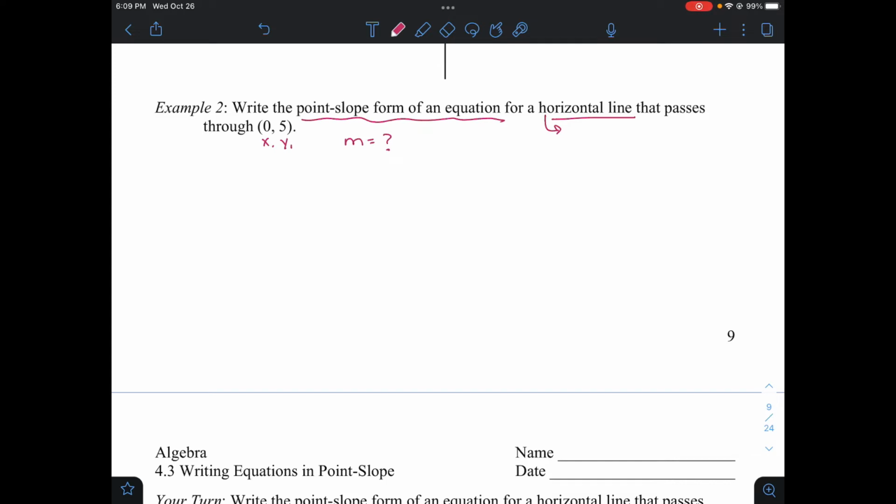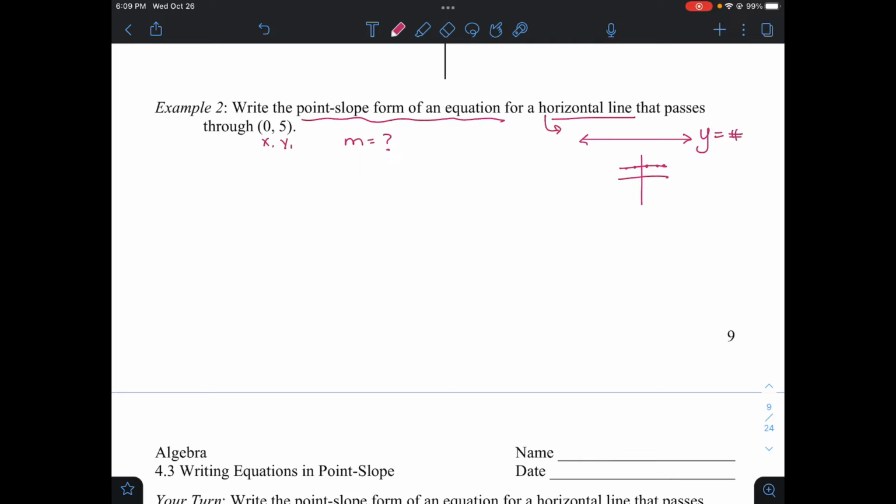So a horizontal line is going to be, I'll just draw a horizontal line. It's going to be something like that. Let me draw a little graph here for you. So when I have a horizontal line, that is when every y value is the same. So that is going to be y equals a number.